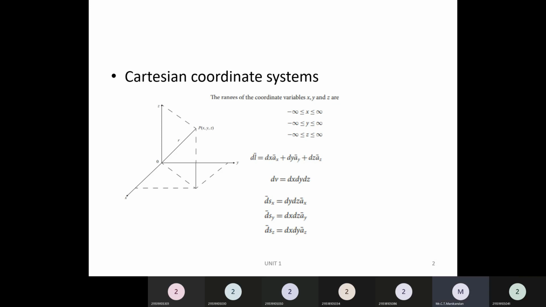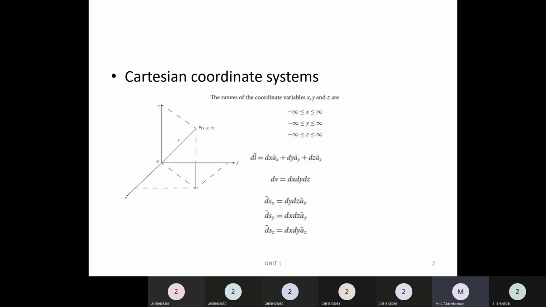Always, dV, what we call differential volume, is very simple. It will be the product of the coefficients of dl. Keep that in mind. These are the small shortcuts you can use while solving problems in the GATE exams.